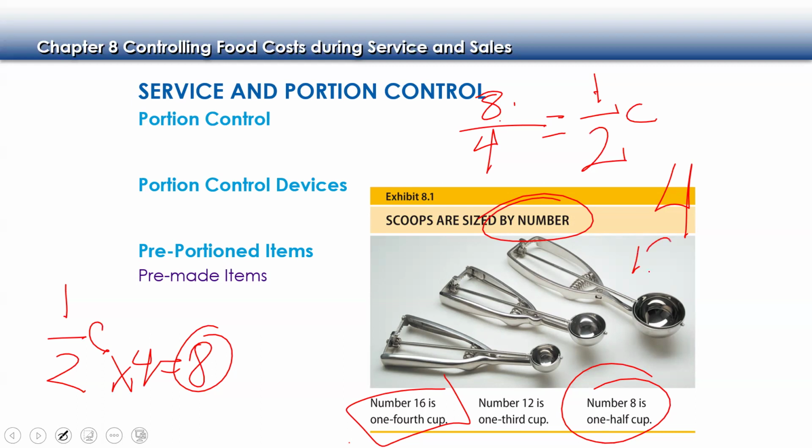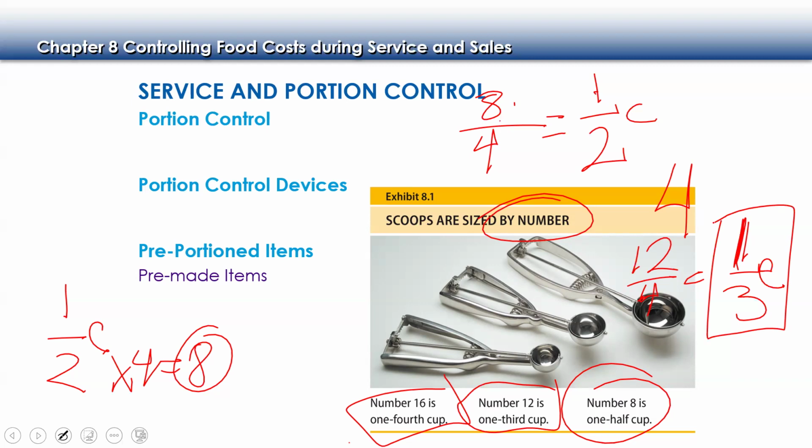What is 12 divided by 4? 3, I add the 1 on top. Number 12 is a 1/3 cup. So my factor is 4. If I'm going from volume to number, I'm going to multiply. If I'm going from number to volume, I'm going to divide. Okay, and then just add that 1 on top of the fraction, and it gives me my volume of 1/3 cup. Questions, comments, concerns about scoops?